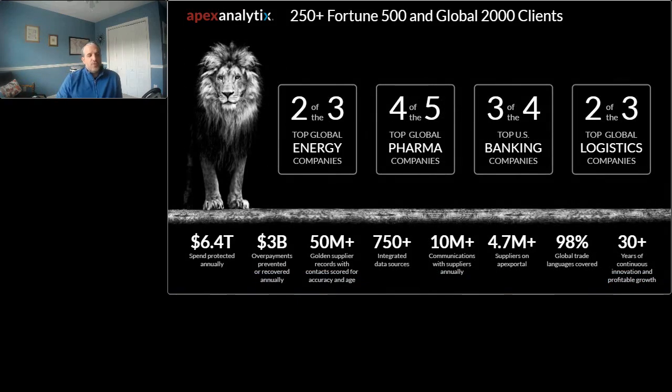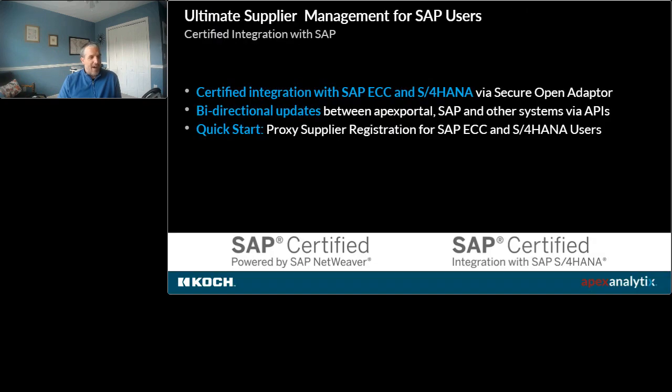So just first, a few words about apexanalytix. Apex is happy to help over 250 Fortune 500 and Global 2000 clients with supplier management solutions. A few highlights just from this overview here are that our global client base includes some of the top companies in energy, pharma, banking, and logistics. And we have over 50 million golden supplier records in our SmartVM database, as well as offering the most validations in any supplier portal with over 750 third-party data sources.